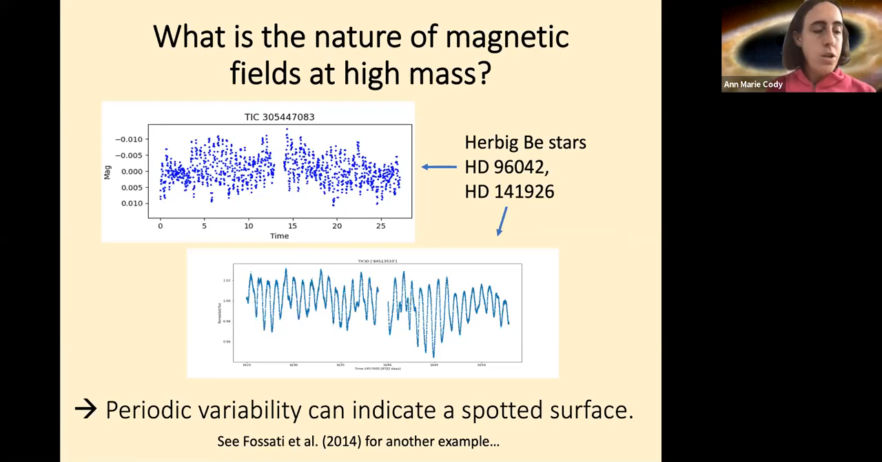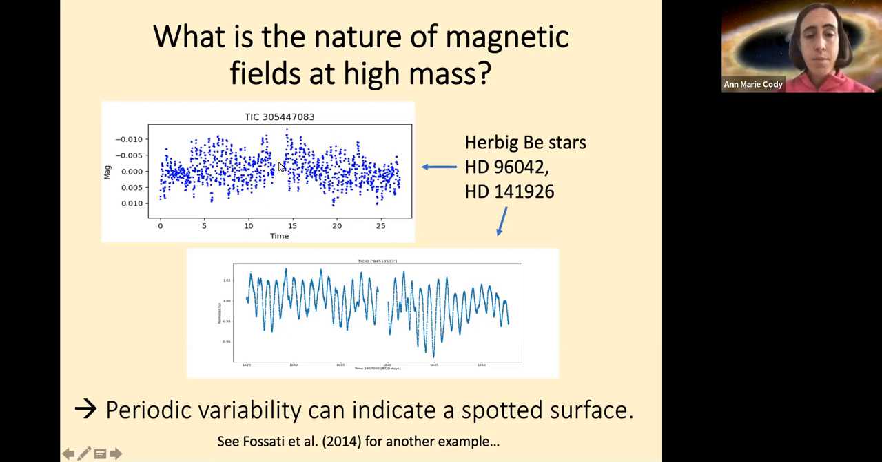And I do want to circle back to this question of magnetic fields at higher mass. It has been proposed that magnetic field generation is much different than for low mass stars, and that magnetic fields should be weak or absent at higher mass stars. And we can check that by looking for spot modulation as indicated by periodic or quasi-periodic light curves in the higher mass stars. And periodic variability is often an indication of a spotted surface, although we have to be careful to distinguish it from stellar pulsation.